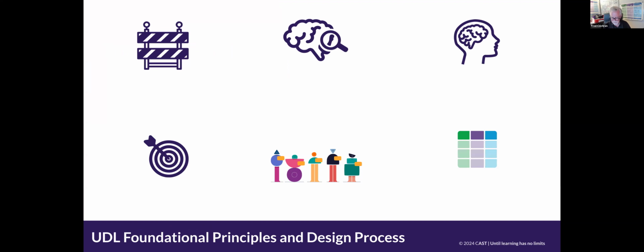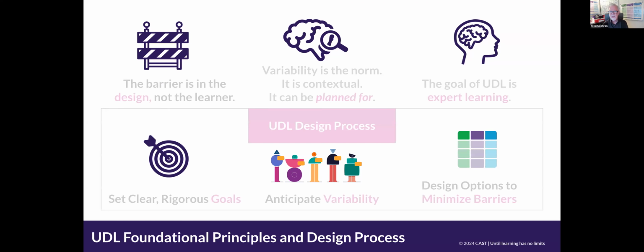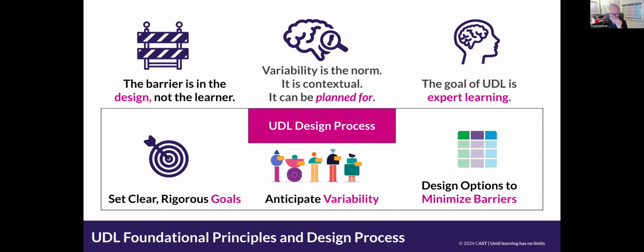Okay, so we do want to do just a little bit of background for everyone, just reminding everyone that this work is all grounded in the foundational principles of universal design for learning. So we want to remember that the barrier is the design, not the learner. We want to be sure to remember that variability is the norm, it's contextual, and the great thing about it is it can be planned for. And the goal of UDL is, of course, getting students to where they can become the best learner possible, or in other words, an expert learner.